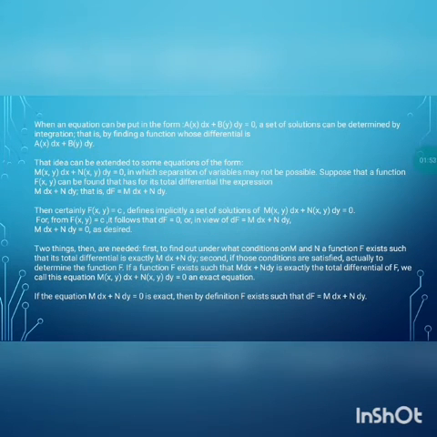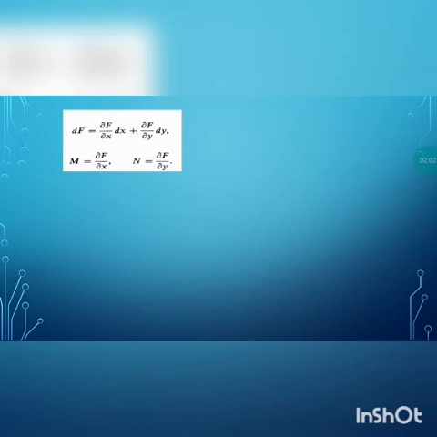If the equation M dx plus N dy equals 0 is exact, then by definition f exists such that df equals M dx plus N dy. So df equals partial of f with respect to x dx plus partial of f with respect to y dy. This means that M equals partial of f over partial of x, and N equals partial of f over partial of y.